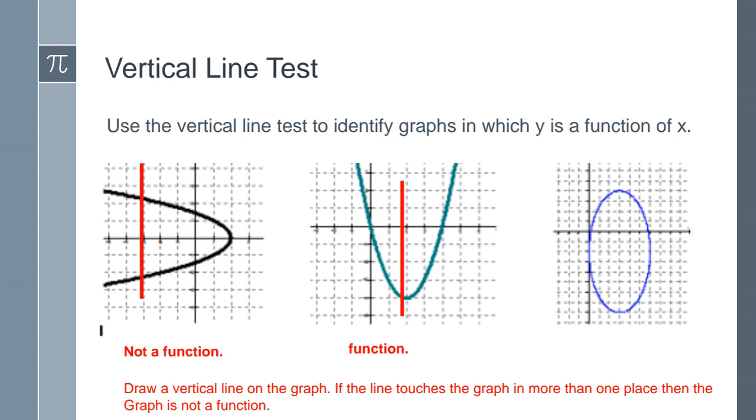Now, if we look at the last one again, we can see that it's going to fail the vertical line test. Here at this point, whatever the x value is, it's saying that at this x value, it could be either this y value here on the top or this y value here at the bottom. So I have two different y values for the same x value. Hence, this graph is not a function.